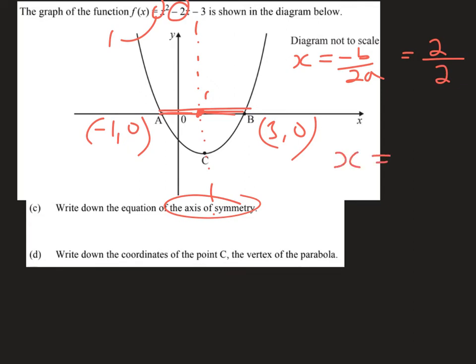The answer, remember that you get 1 point for the number, or the value of 1, and 1 point for writing x equals. So if you don't write that x equals, you will miss out on a point.